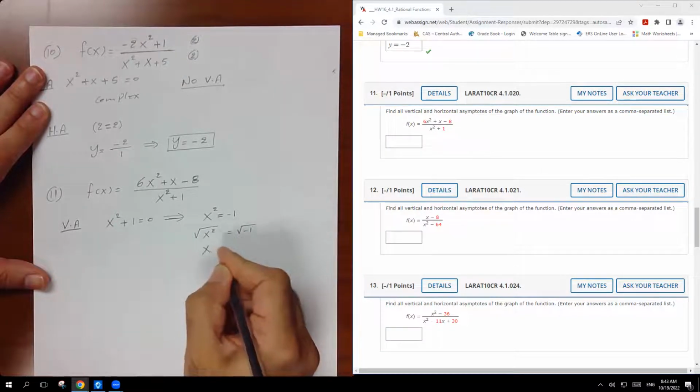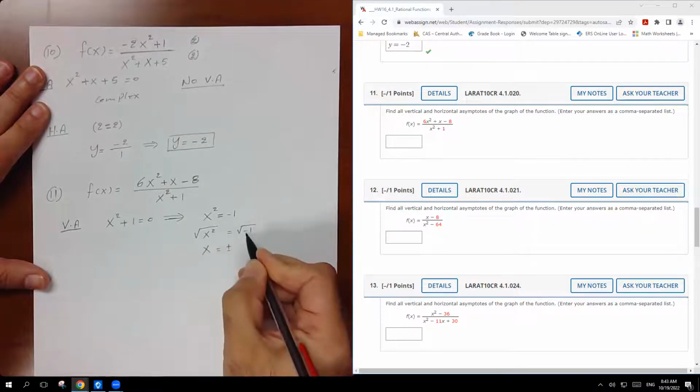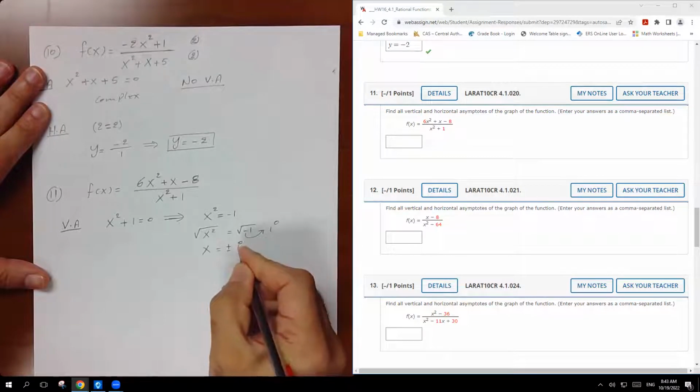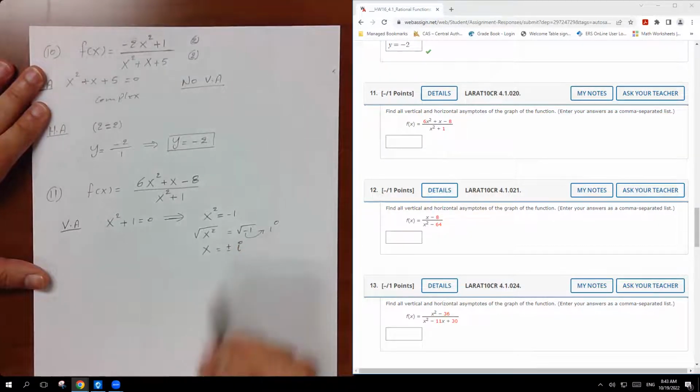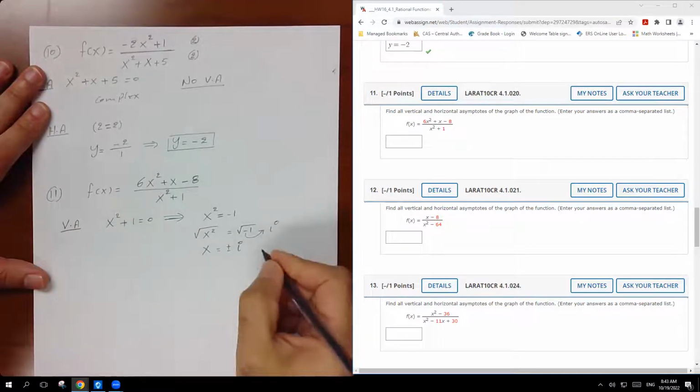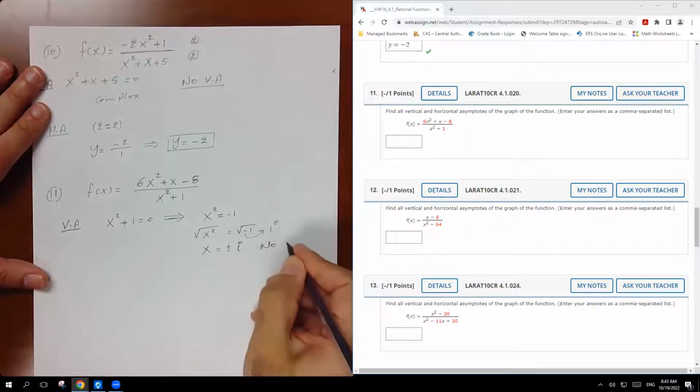So x is going to be plus or minus the square root of -1, which comes out as an i. So plus or minus i. This is a complex number, so we can't graph the complex number. So we're going to say no vertical asymptote.